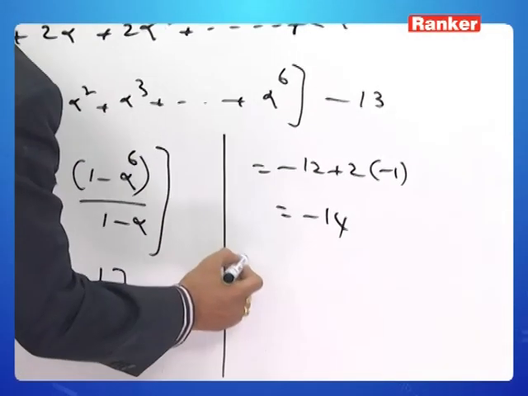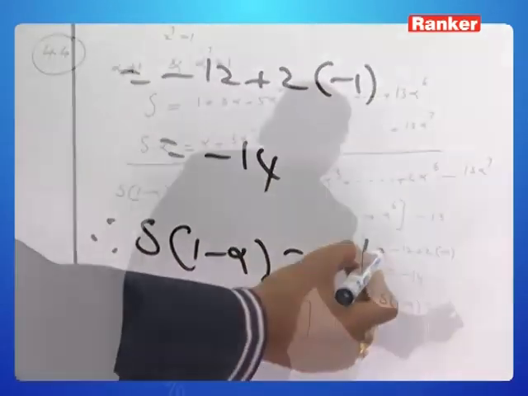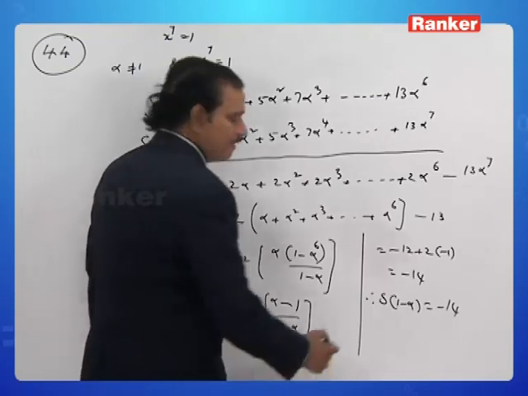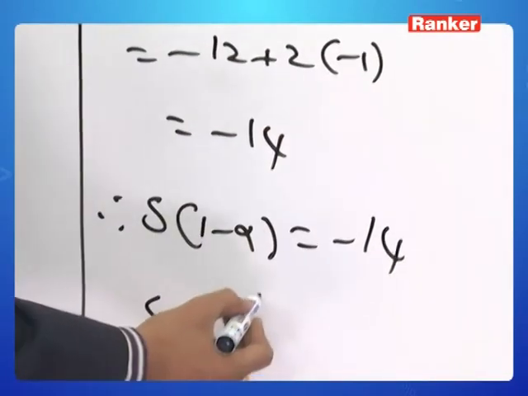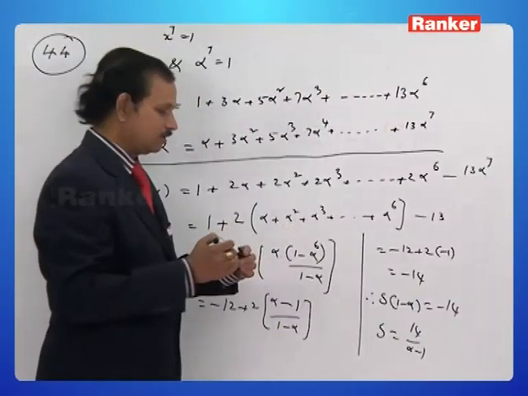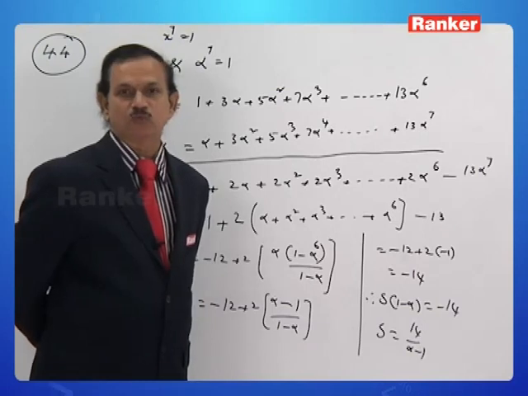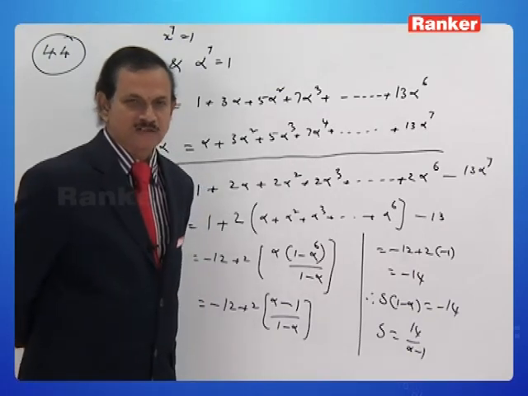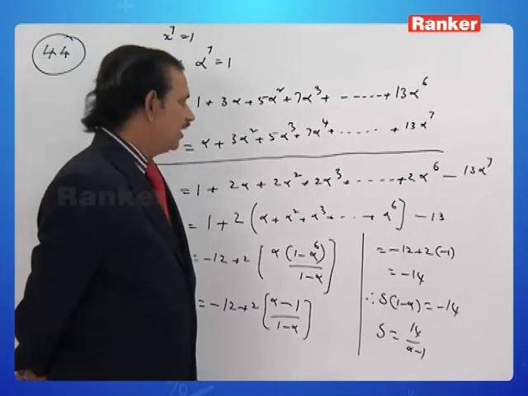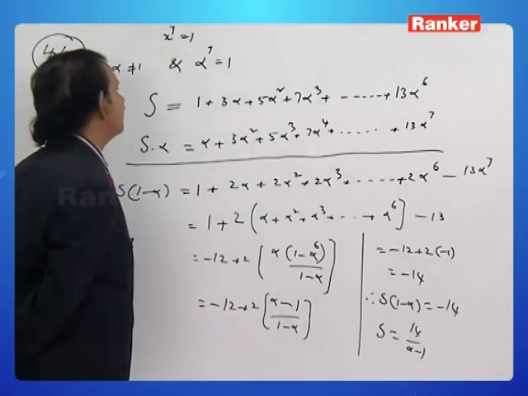Therefore, S into 1 minus alpha is equal to minus 14. From that, we will be able to have S equal to 14 by alpha minus 1. What is S? 14 by alpha minus 1. What is the correct answer? Option C. Yes. It's a very simple manipulation of obtaining the sum of a series.